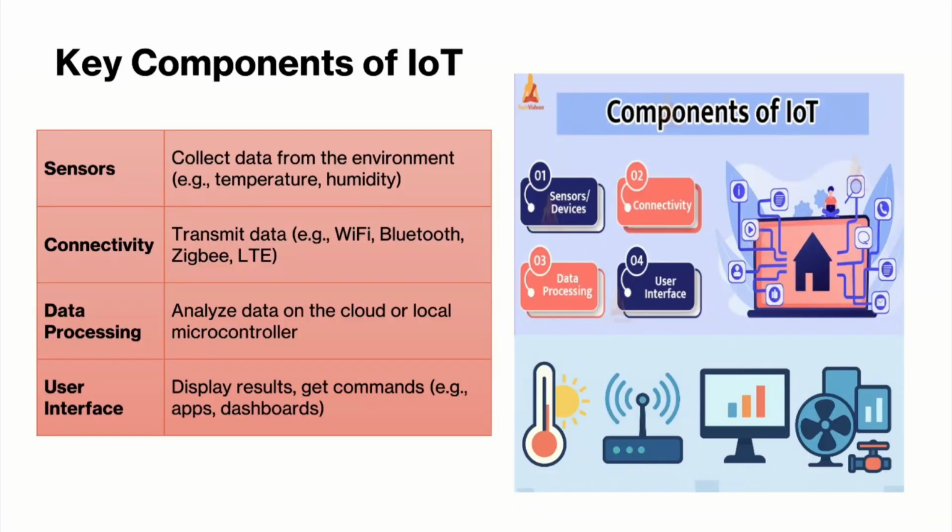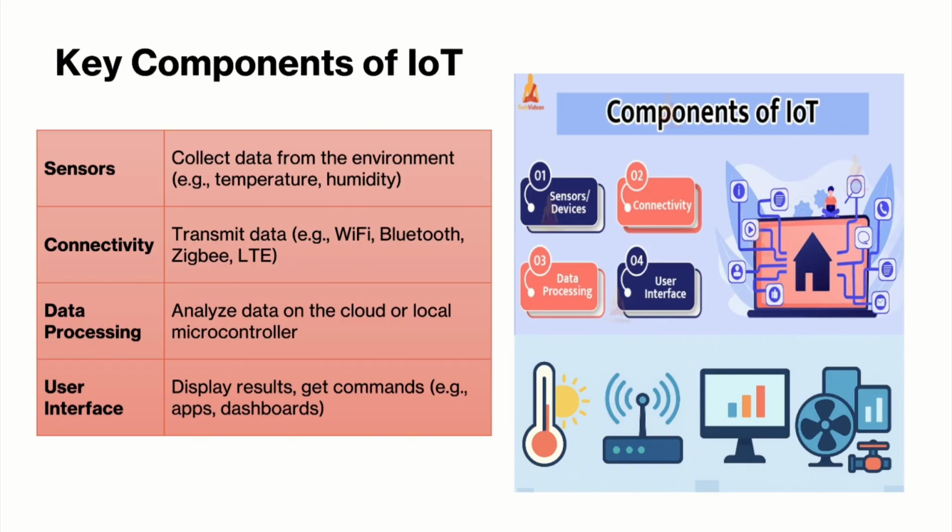Key components of IoT. For IoT to work, several key components must come together. The first is sensors. Sensors are the eyes and the ears of the system. They collect real-time data from the environment. For example, temperature sensors measure heat, motion sensors detect movement, and pressure sensors measure force. The second component is the gateway. This acts as a bridge between the sensor and the network. It collects data from multiple sensors and sends it to the cloud or server.